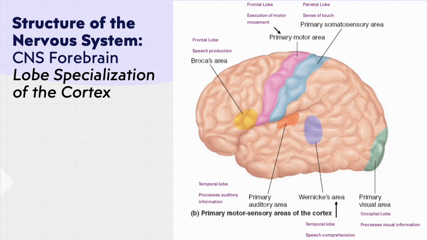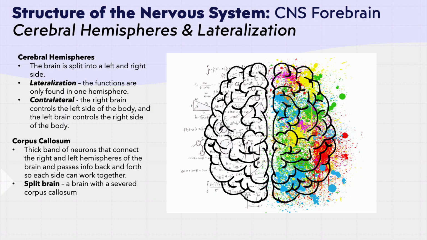Going to the parietal lobe, we have the primary somatosensory area, and that's for sense of touch. In the occipital lobe, we have what we call the primary visual area, so that helps process visual information. And then in the temporal lobe, we have Wernicke's area. That's for speech comprehension. And there's another thing called Wernicke's aphasia, where similar to Broca's aphasia, if there's damage to this area, a person is unable to comprehend speech. And then we have our primary auditory area, which is again in the temporal lobe, and that helps process auditory information.